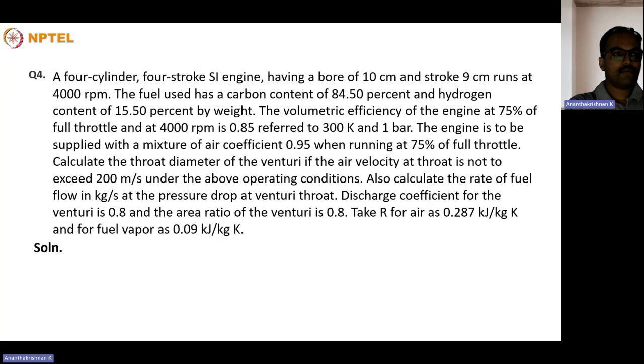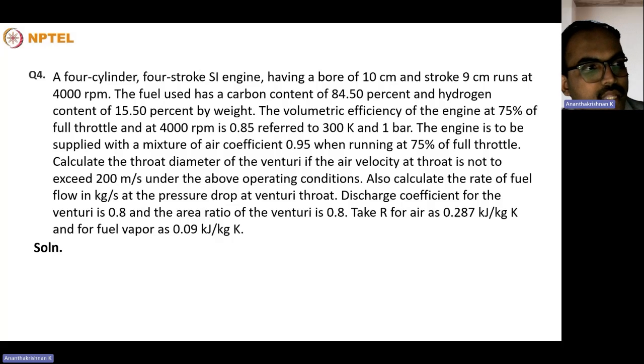A four-cylinder, four-stroke SI engine having a bore diameter of 10 centimeter and a stroke length of 9 centimeter runs at 4000 RPM. The fuel used has a carbon content of 84.5% and hydrogen content of the remaining 15.5% by weight. The volumetric efficiency of the engine at 75% of full throttle and at 4000 RPM is 0.85, referred to 300 Kelvin and 1 bar.